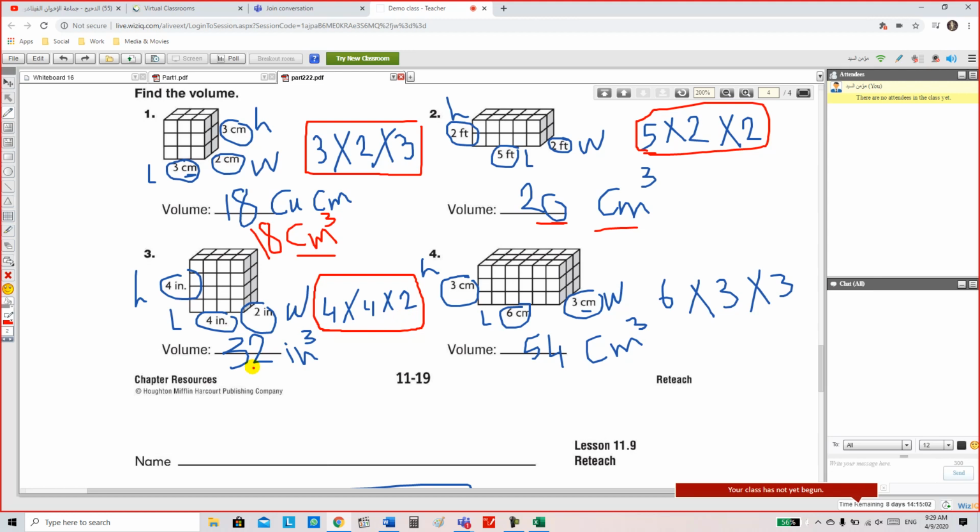Okay, guys, you have to write with me the steps.